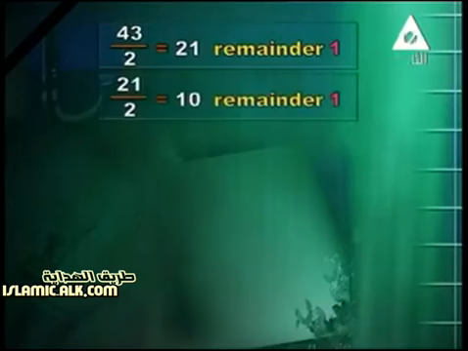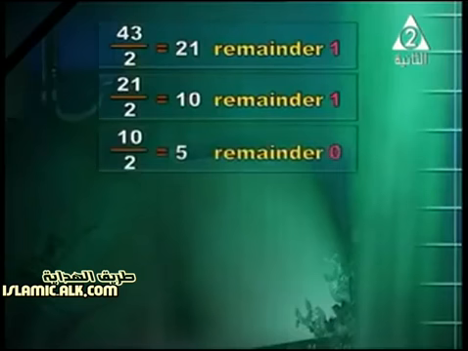And we'll do the same with the 21. When divided by 2, it will give 10, since 2 times 10 is 20, and 21 minus 20 gives us a remainder of 1. 10 divided by 2 will give 5. 2 times 5 is equal to 10, so we don't have anything left. Remainder equals 0.